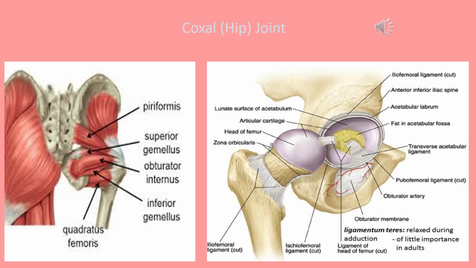which attaches the femur to the hip bone to prevent the dislocation of the head of the femur from the acetabulum. So those are the principal structures of the coxal joint.